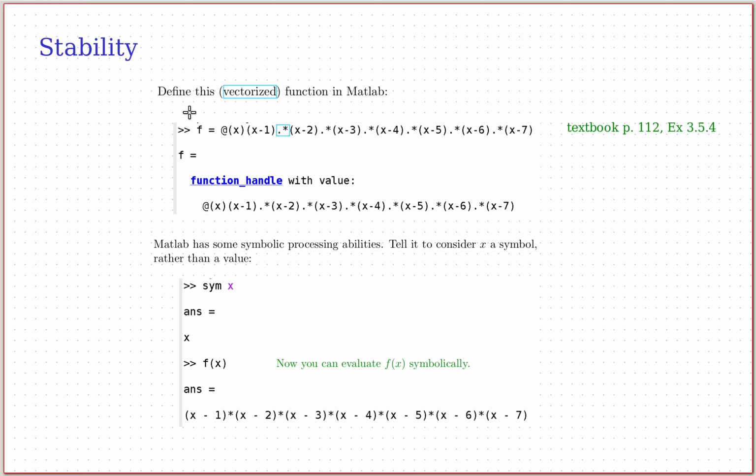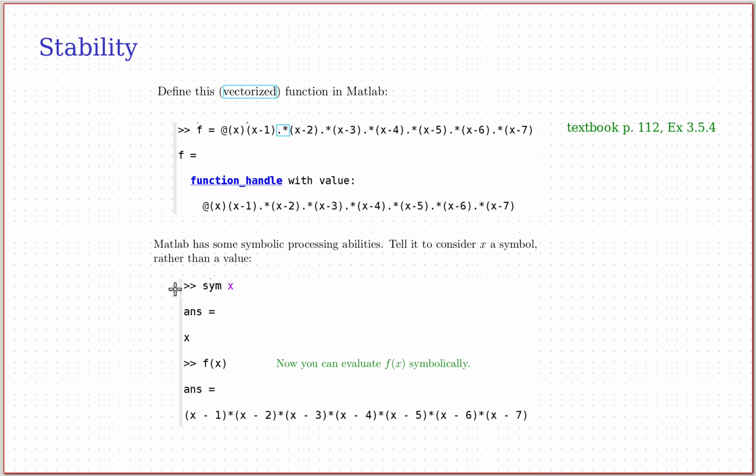Now, I define this in MATLAB in the usual way. I'll just point out that I'm defining it in a vectorized form, so I use the dot star instead of the star. I wanted to do it in the vectorized form so that it would be easy to graph it later. And remember, in MATLAB, you actually graph vectors of the x and y coordinates, right? So having the function defined in a vectorized form makes it a lot easier to graph it.